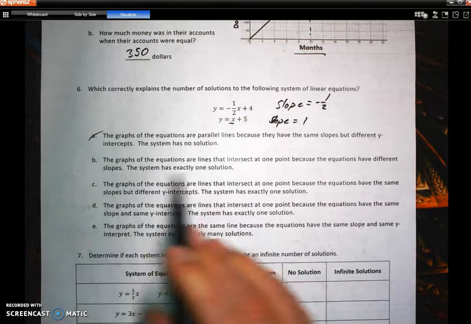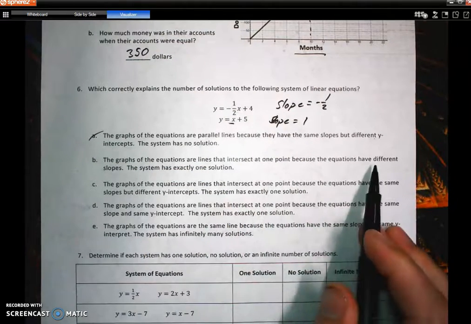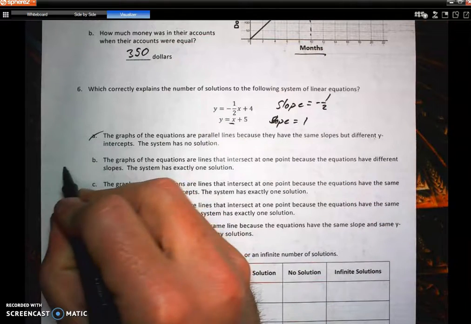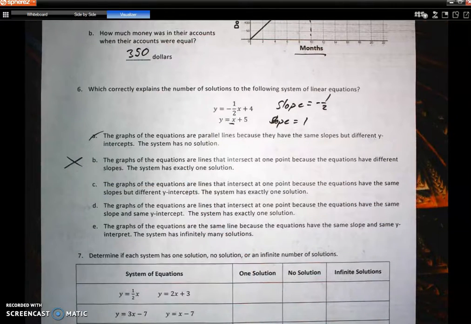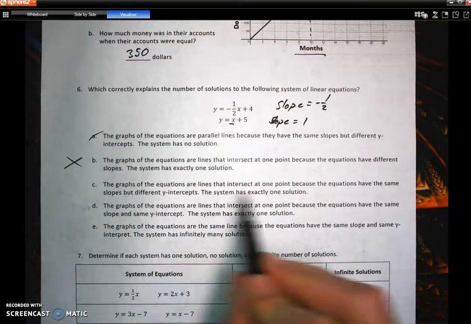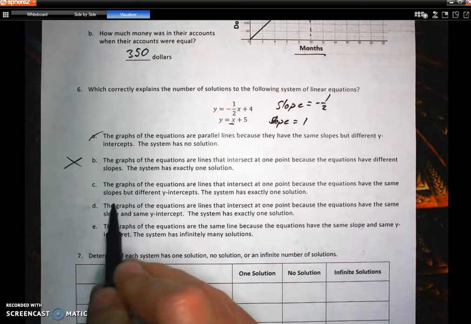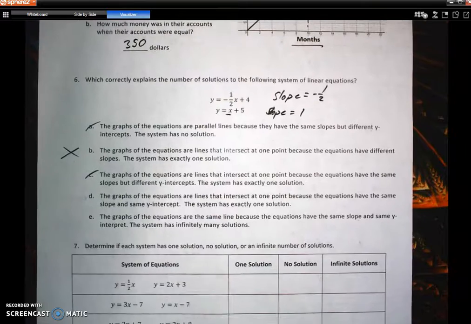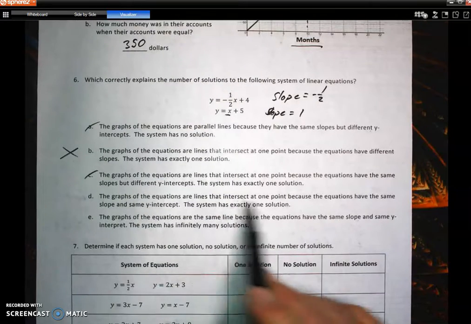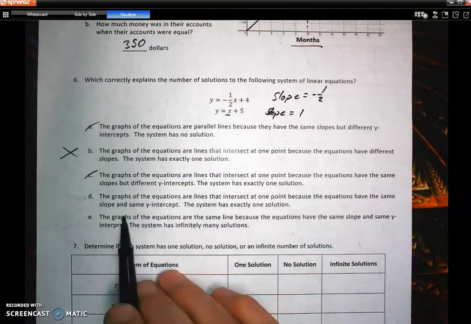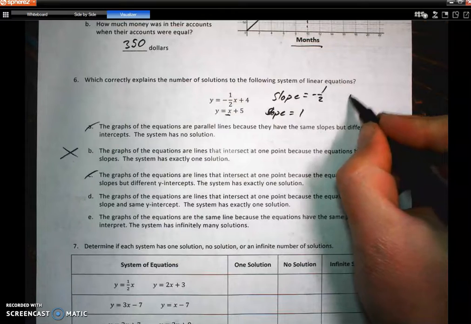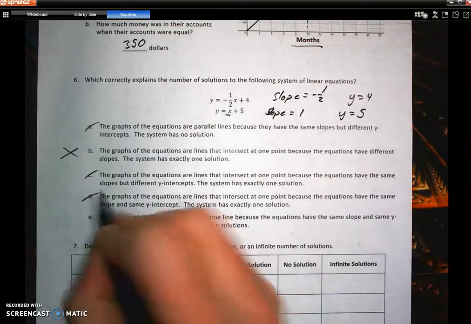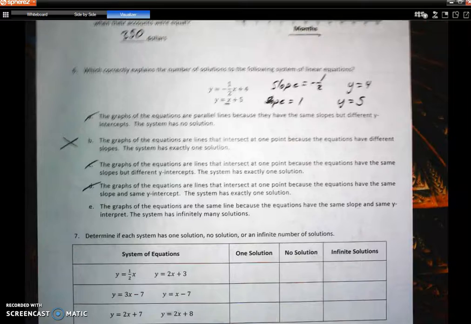The graphs of the equations are lines that intersect at one point because they have different slopes. They do have a different slope, so they're saying that this is going to crisscross once. The graphs are lines that intersect at one point because they have the same slope. They don't have the same slope, so that's a lie. The graphs intersect at one point because they have the same y-intercept. Well, the y-intercept here is 4, the y-intercept here is 5. They're not the same, so that's a lie.